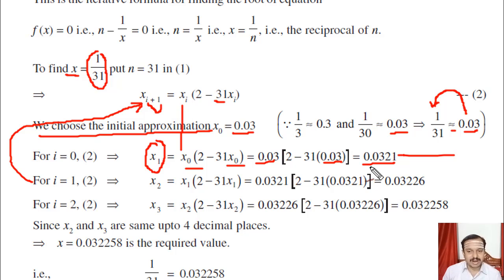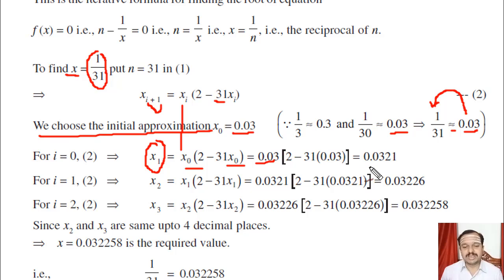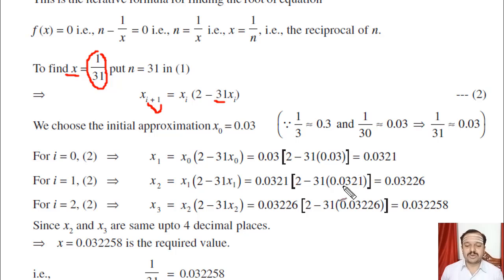x1 we are having in our hand, and we shall be using that x1 to get the value of x2. Please observe, the value of x2 is x1 into bracket 2 minus 31 into x1, by using the same expression. You please see here. Wherever i is there, if you put 0, 1, we get this new expression, and here the x1 value is available. You substitute it here, and after simplification you are going to get this value.